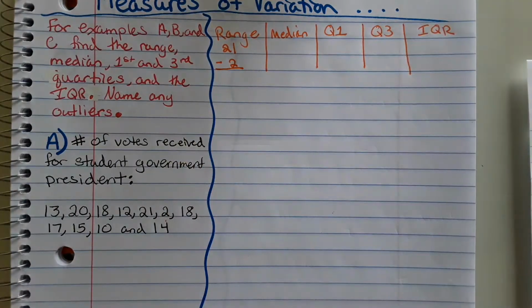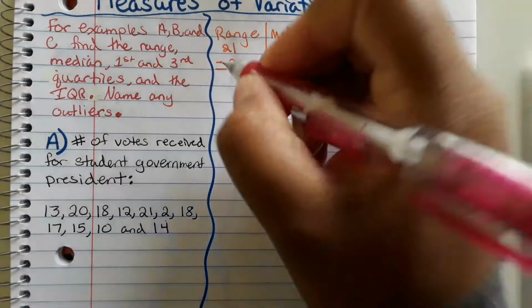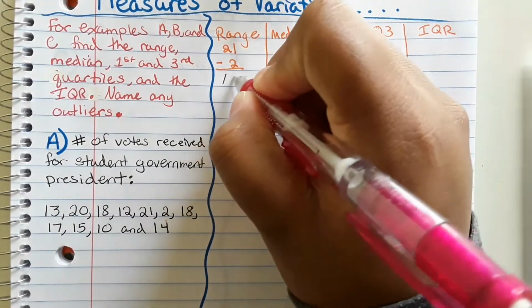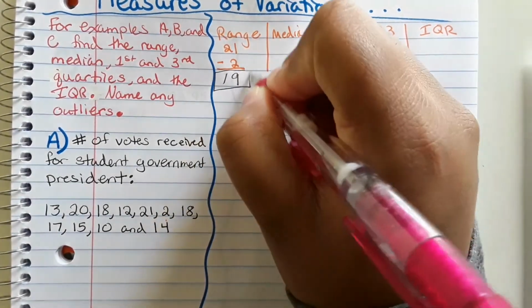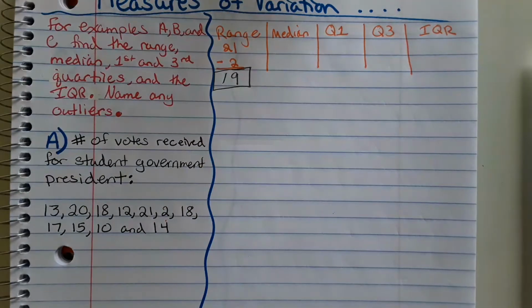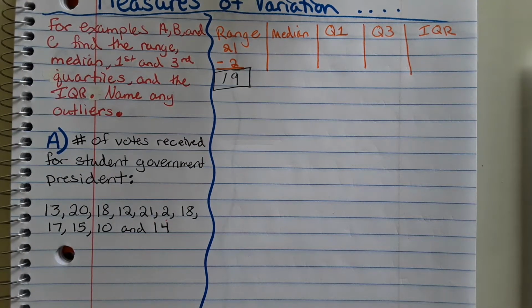So range is just a subtraction problem. Largest number minus the smallest number. I'm going to pause for you to do that. And we get 19. So indeed our range for this set of data is 19.